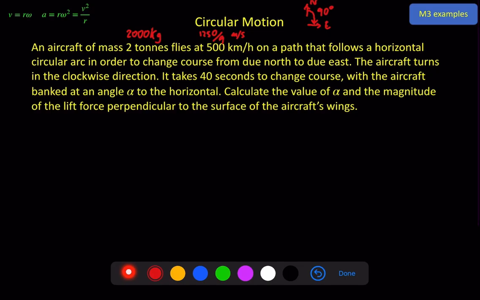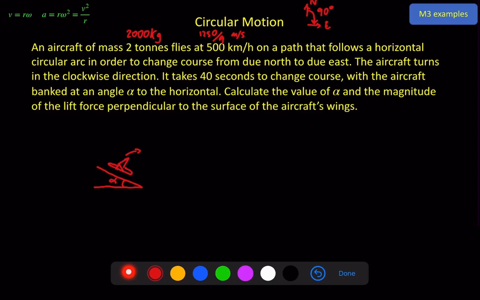It takes 40 seconds to change course, with the aircraft banked at an angle alpha to the horizontal. Banked just means it's inclined alpha to the horizontal here. There are the wings, there's the back, there's the front of the plane, going around like this. You can tell my artistic skills are legendary in my classroom. Calculate the value of alpha and the magnitude of the lift force perpendicular to the surface of the aircraft's wings.